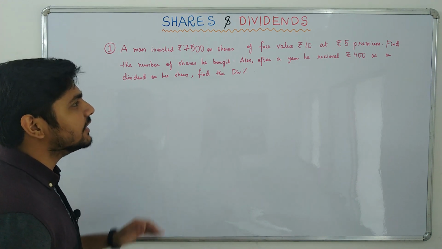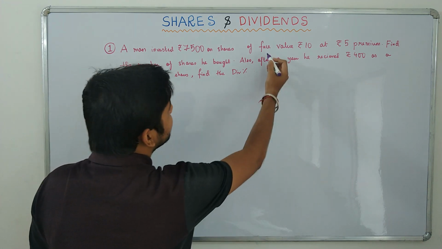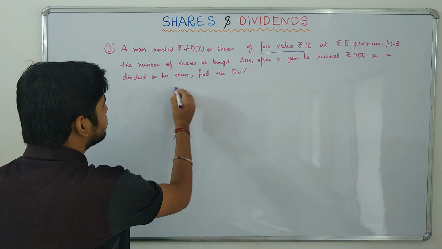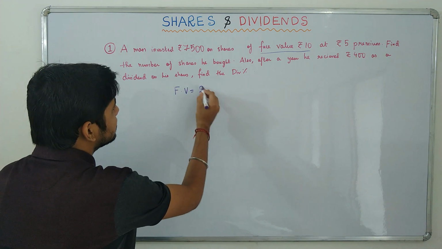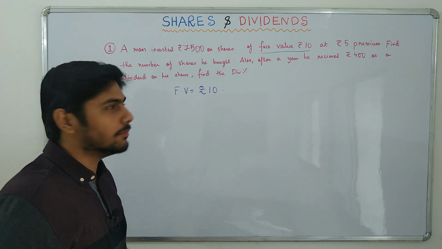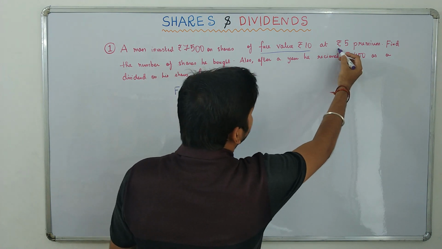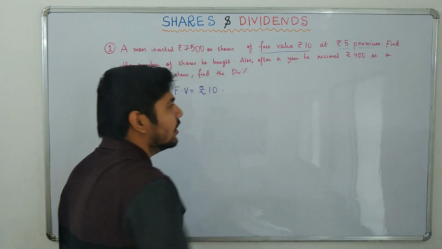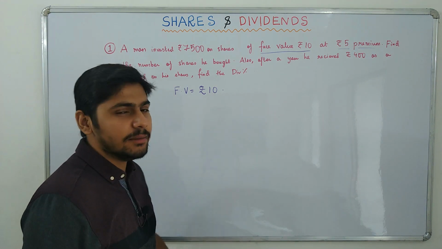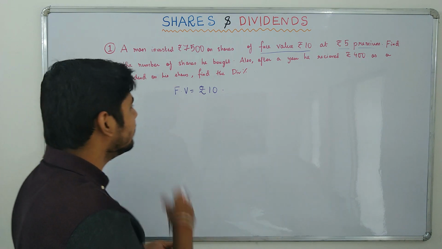First, let's check out the face value and the market value. We can see in the question it is stated face value rupees 10. So face value is equal to rupees 10. Now face value and nominal value are the same things. Then we can see that the shares are selling at a premium of rupees 5. So I told you in the previous video, whenever we have a premium, to get the market value, we add the value of the premium to the nominal value or the face value.